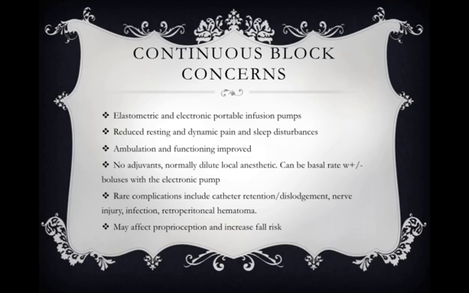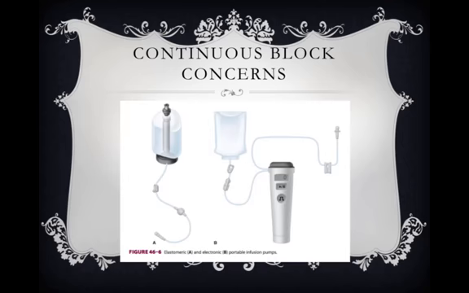Some of the rare complications with the continuous nerve blocks include catheter retention, dislodgement of the catheter, nerve injury, infection, and a retroperitoneal hematoma. And just because these are continuous and there is an indwelling catheter, especially in the lower extremity, they can affect proprioception. So in case you ever help your patient ambulate, know that this can increase their fall risk.